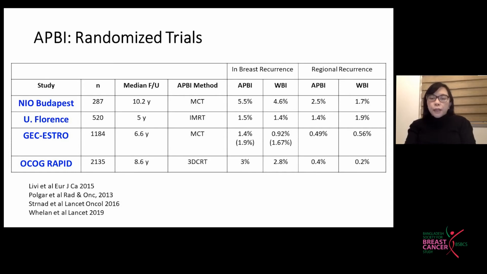So in-breast recurrence, which was followed up between 5 and 10 years, is quite low in most of these studies, less than 2 to 3%. Regional recurrence is also similar between the APBI and whole breast radiation arms. Of note, they used various APBI methods, with multi-catheter brachytherapy used by the NIO Budapest and the GEC-ESTRO trial, while the University of Florence and the Canadian RAPID trial each used external beam radiation, which again showed similar non-inferiority of APBI compared with whole breast radiation.